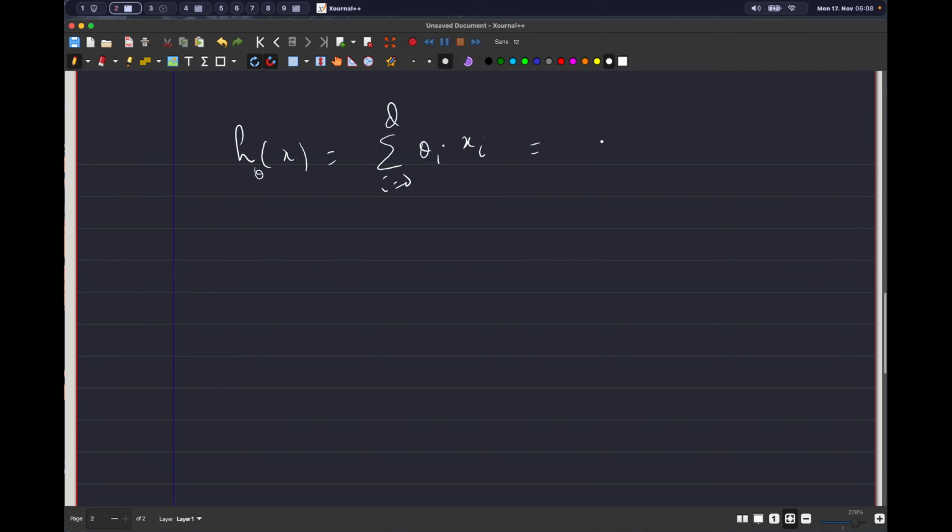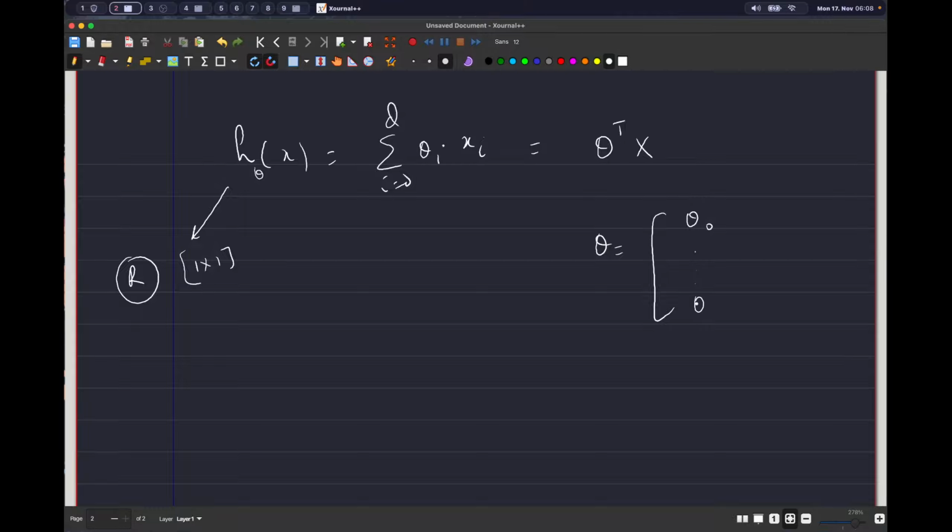It can also be written as theta transpose times x, right? So let's take out the dimension. Since it is a regression problem and we are predicting a scalar quantity, so scalar would be in R. So this has to have dimension, let's say 1 by 1. So your theta can have dimensions. Theta will be a vector of theta 0 all the way up to theta d.